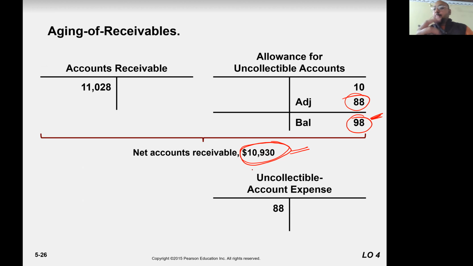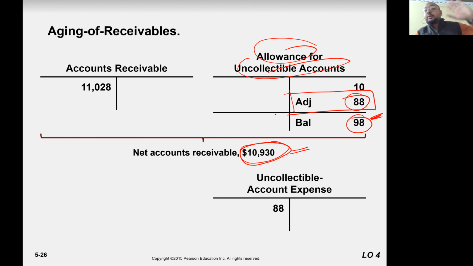There are two methods that we use to calculate the allowance for uncollectible. One is the percentage of sales method, and one is the aging method, the aging of receivable method. The percentage of sales method tells you the adjustment.